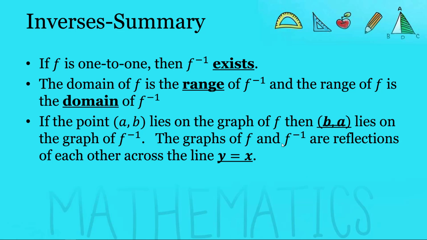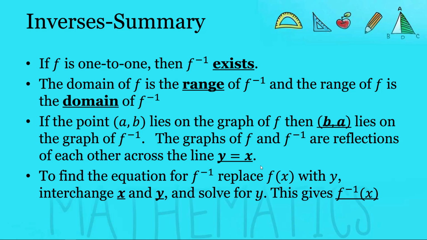And also this applies for functions that are not one-to-one. The graph of a function that is not one-to-one and its inverse are, once again, nothing more than reflections, symmetric about this line. And once you visualize that graph, you will see that the graph of the inverse would not be a function. And then finally, to find the equation for the inverse, just replace f of x with y, swap x and y, solve for y, and you are done.